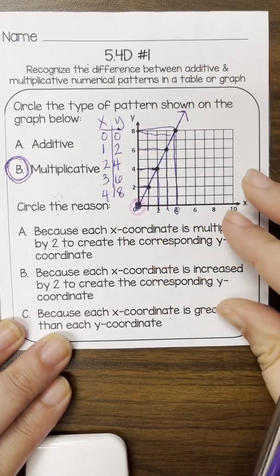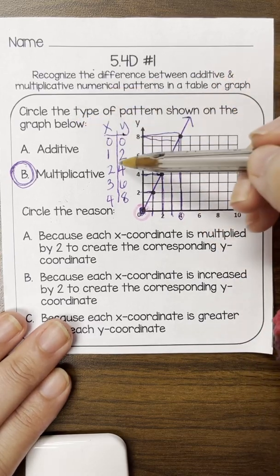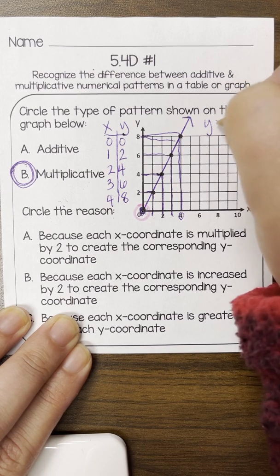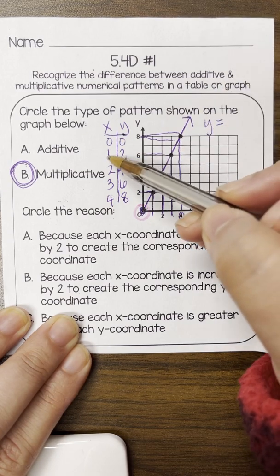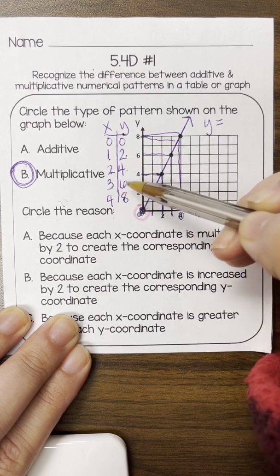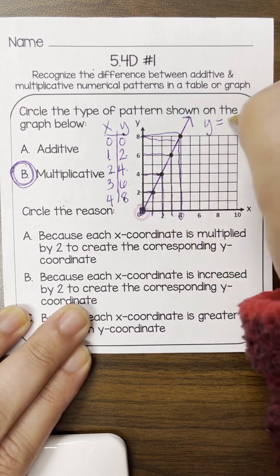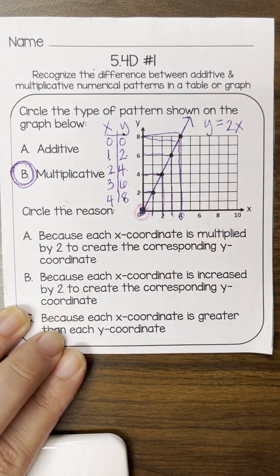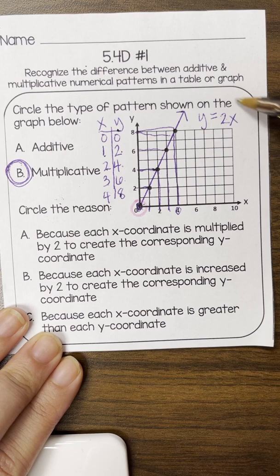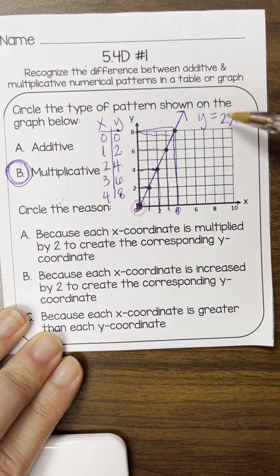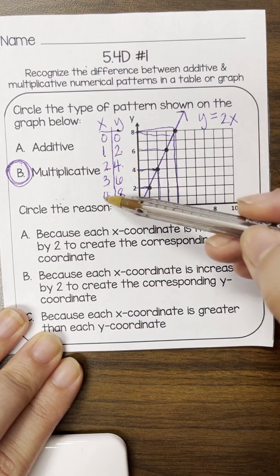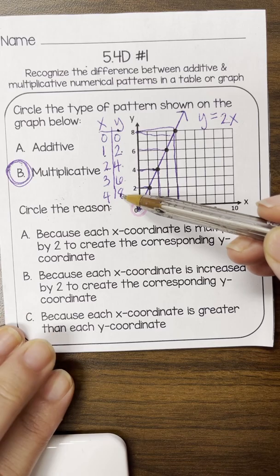Okay, so if I use the same process, I know I'm multiplying, so I would have y equals, what am I multiplying each time? 1 times 2 is 2. 2 times 2 is 4. 3 times 2 is 6. 4 times 2 is 8. So I'm multiplying 2 times every single point. That's my rule, okay? My equation would be y equals 2x. That's why it's multiplicative. I'm able to multiply each one, and I get my output, which is my y.